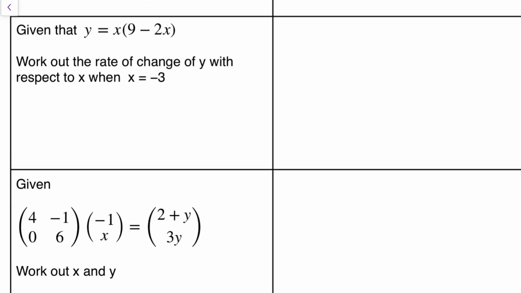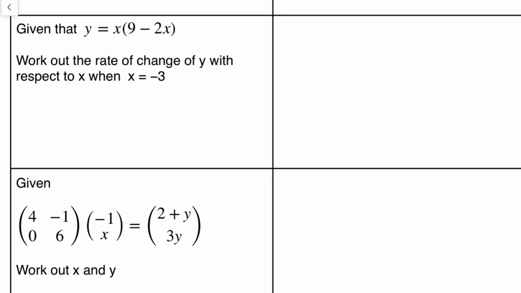Next question. 2 more to go. Given that y equals this thing here, work out the rate of change. In other words, differentiate. So again, terminology we need to get used to. So I'm going to expand the brackets first. So y is equal to 9x minus 2x squared. Then I'm going to differentiate because I want the rate of change. So that's going to be 9 minus 4x.